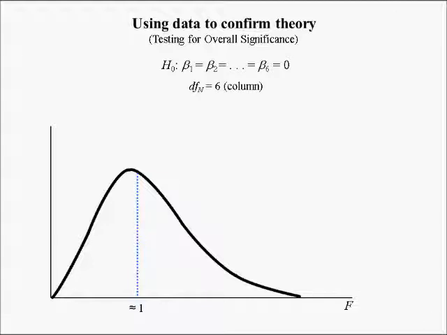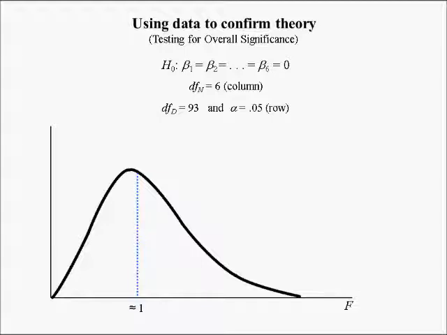Now, because there are 6 slope coefficients for the 6 variables in this example, the degrees of freedom for the numerator of the F critical value is 6. Well, with 6 x's and 1 intercept, there are 7 parameters being estimated in the model. The intercept and the 6 slope parameters. 100 minus 7, we had 100 observations in the data. 100 minus 7 is 93.